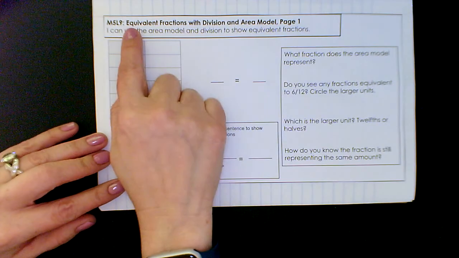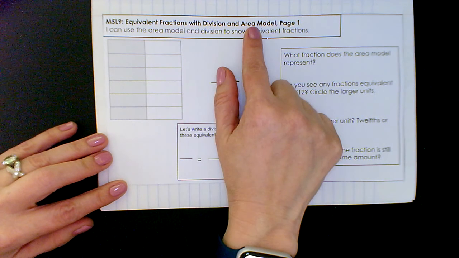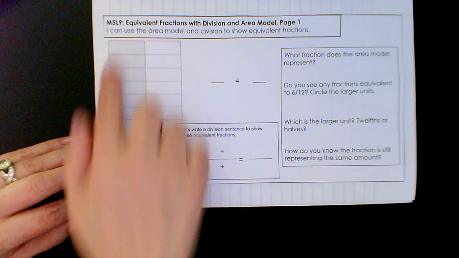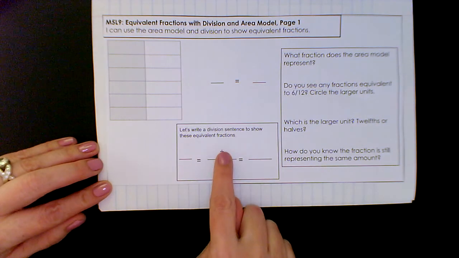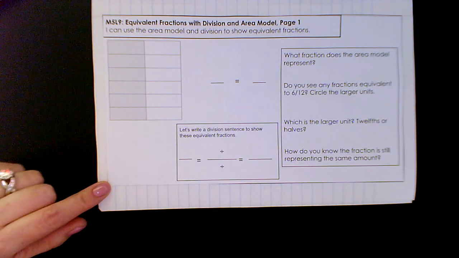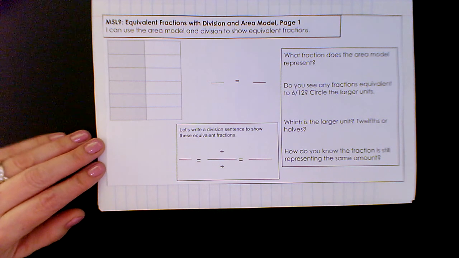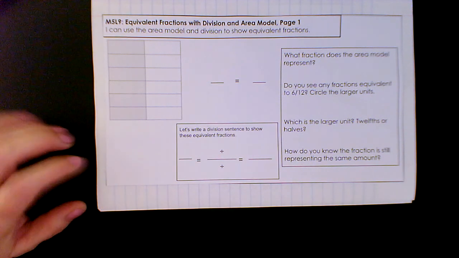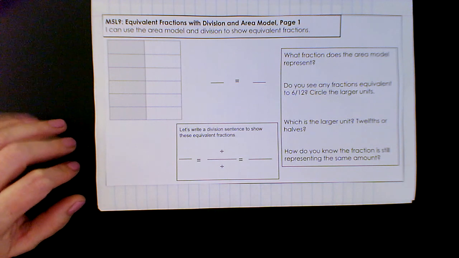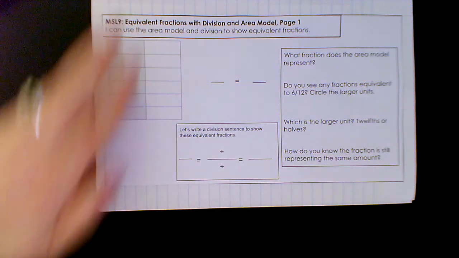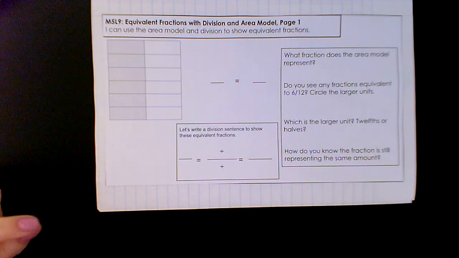Alright, so we have equivalent fractions with division in the area model. Our objective today is: I can use the area model and division to show equivalent fractions. The other day on Module 5, Lesson 8, we did equivalent fractions with multiplication. Today we're going to do division. Okay, and we're going to kind of look back. So it says, simplify this area model by composing larger fraction units using division.